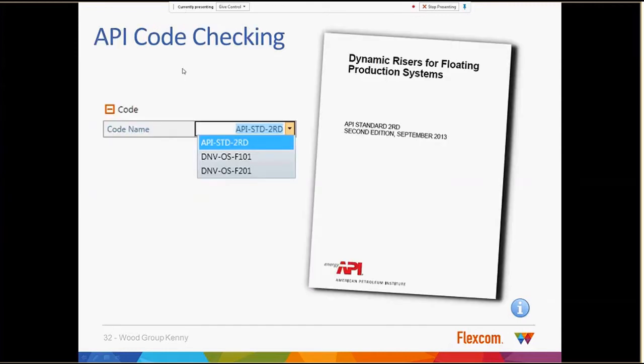We've increased the types of code checking that we do in Flexcom. So we've now added API Standard 2RD. That's in addition to DNV F101 and DNV F201, which we had previously. So that increases our code checking abilities.